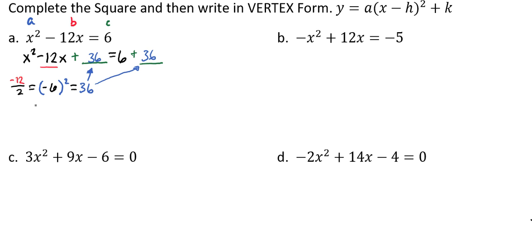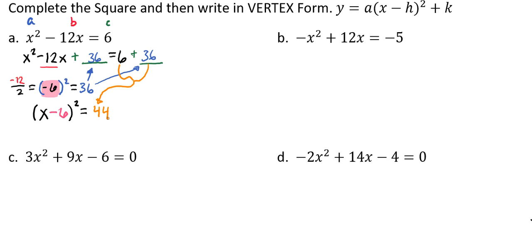In factored form, we'll have x. Then we look at what number we squared. Well, we squared the negative 6. So that's going to be the number that we use in writing our factored form. So we'll have x minus 6 quantity squared equals, then we're going to take our 6 plus 36, and that's the number that we're going to drop into this place right here. So that's our 42. Now we're almost in vertex form.